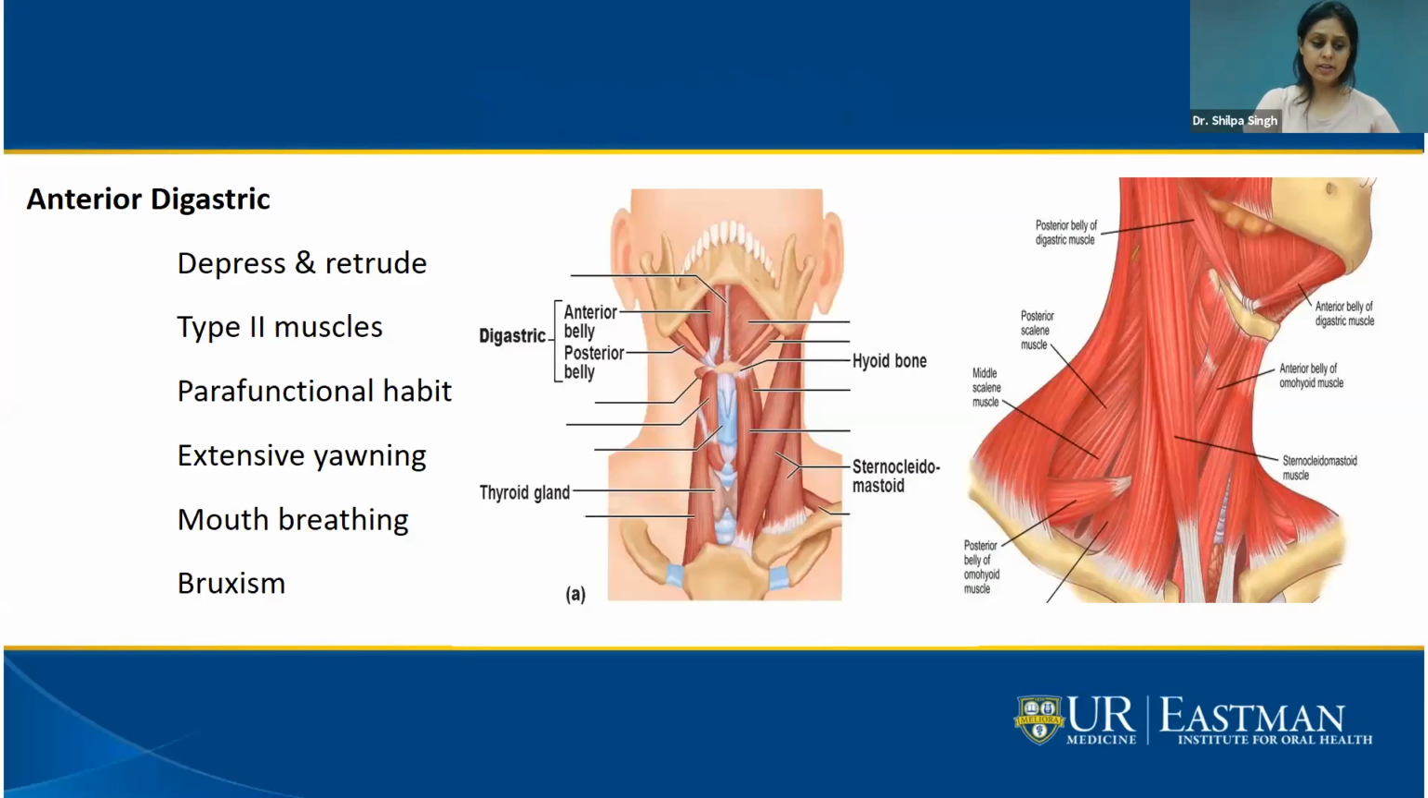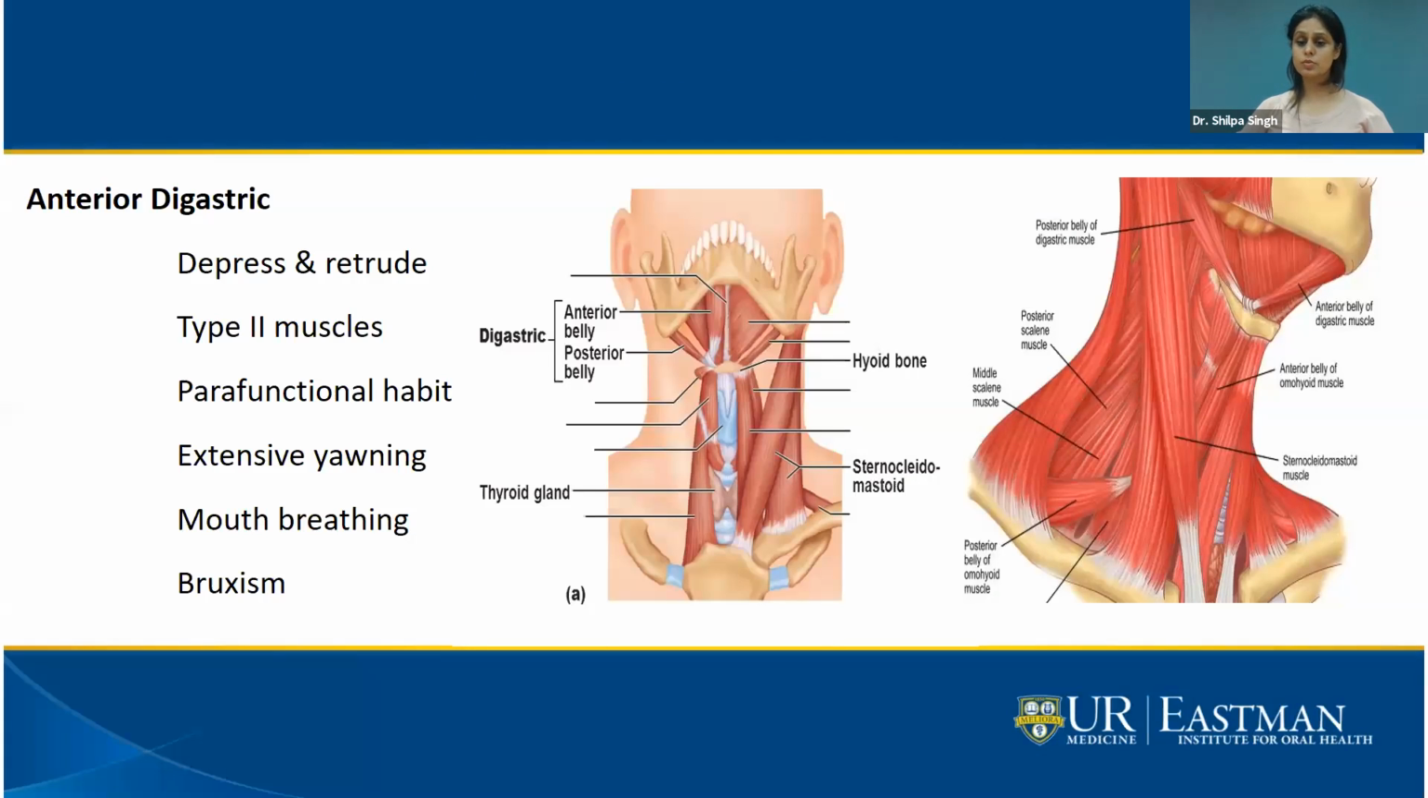So anterior digastric in this case was a very particular muscle. We use this case just because it is a little uncommon compared to what we get for masseters and temporalis. But this digastric muscle is very important in our jaw function. This helps in depressing and retruding the jaw. And it is a type 2 muscle. That means this is an active, fast-acting muscle. So in our jaw, this is definitely helping us in the parafunctional habits.